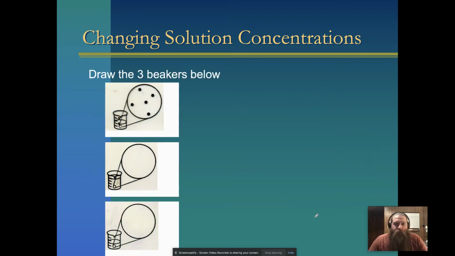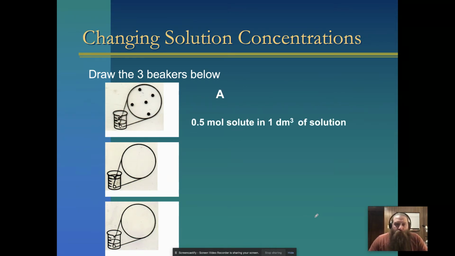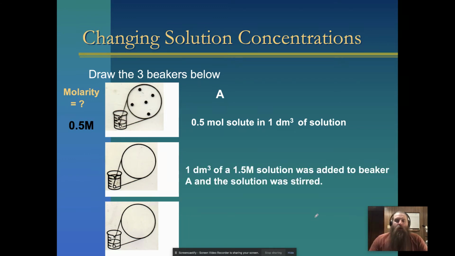All right, draw these 3 beakers. Okay, help yourself visualize it. So in beaker A, we've got 0.5 moles of solute in 1 cubic decimeter of solution. So 0.5 moles divided by 1 liter, what's the molarity? 0.5 molar.